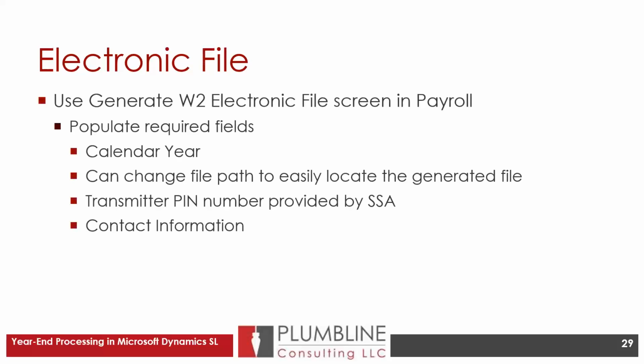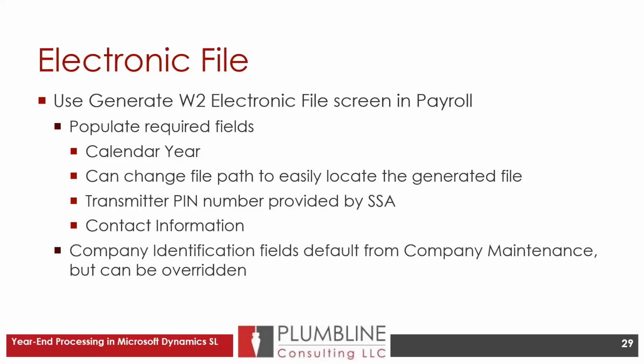Electronic filing. Use the Generate W-2 electronic file screen in Payroll. You'll need to populate the required fields, calendar year, and maybe change the path in which the file is being generated so you can easily locate it. Use your transmitter PIN that's provided by the Social Security Administration and your contact information. The company identification fields default from company maintenance, but they can be overridden.